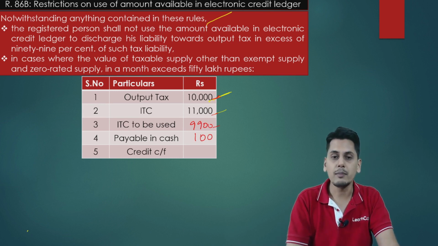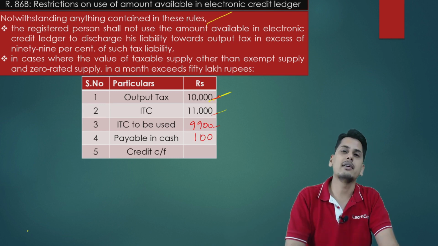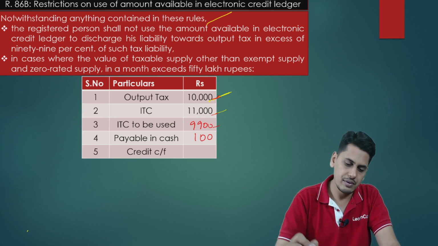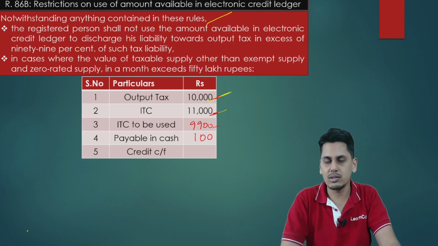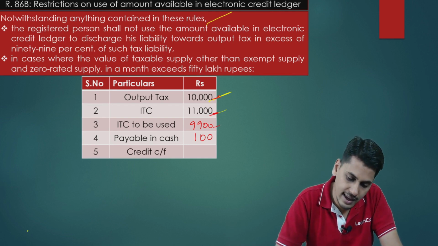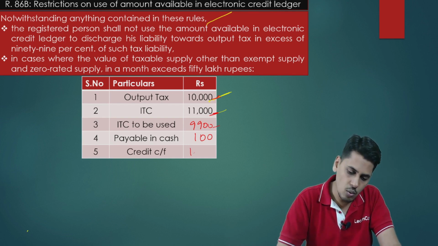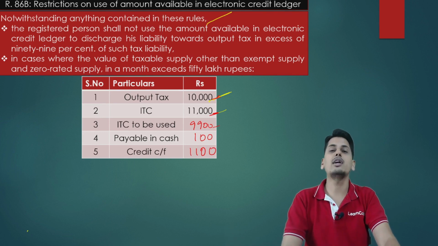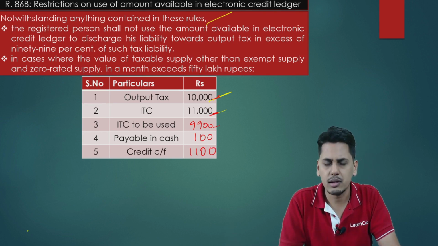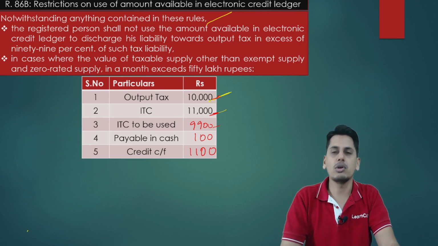After you pay that, what is the amount of credit which is going to be carried forward? Friends, ITC total available was 11,000 rupees. You have utilized 9,900 rupees. 1,100 rupees is the credit which will be carried forward to the next month. Now friends, what does the government gain out of it?